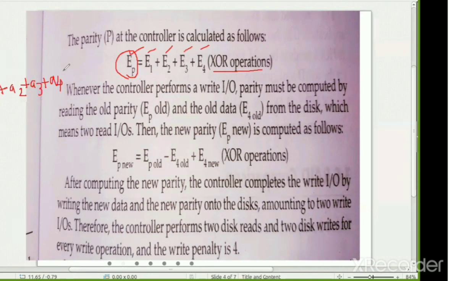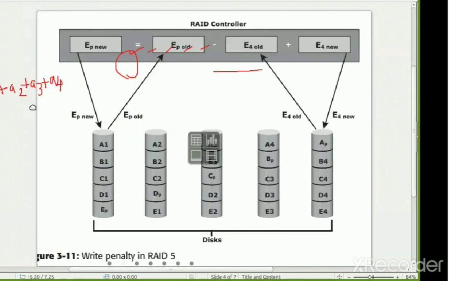Now in this case, if any one disk is going to fail, let us assume that the second disk is going to fail, that means A2 is going to fail. Whatever was written on this A2 stripe, I have to get back. How do I get it back? It is from the old parity that has been calculated.